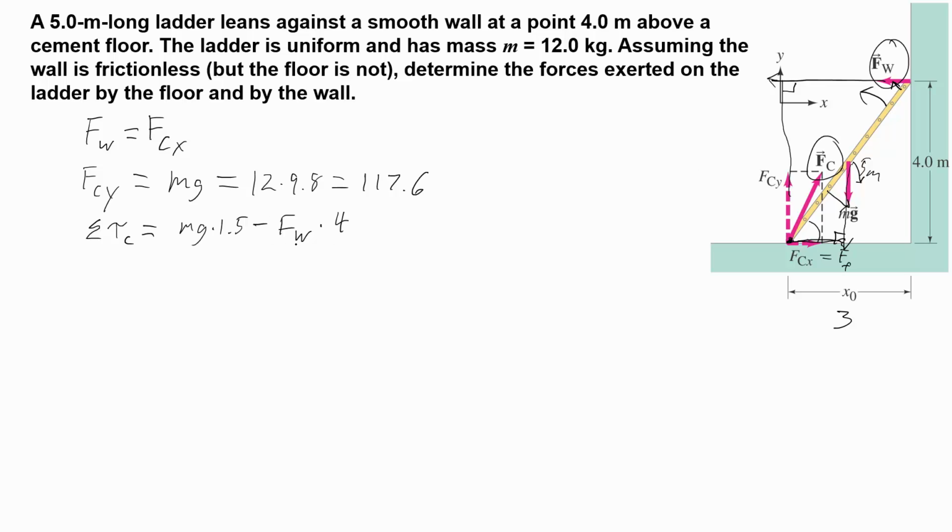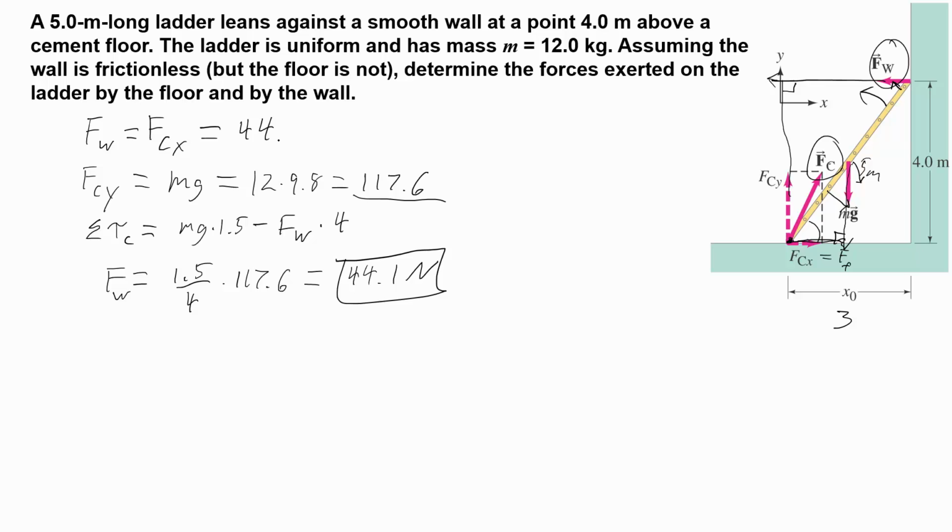But alright, so from this point, again, we can solve for the force of the wall. It's going to be 1.5 over 4 times gravity, which we already found, which was 117.6. And so that works out to be 44.1 newtons, and that was one of the two things we were trying to find. We wanted to find that guy and this guy. And we have one component of this force here. And this guy is equal to the other component.